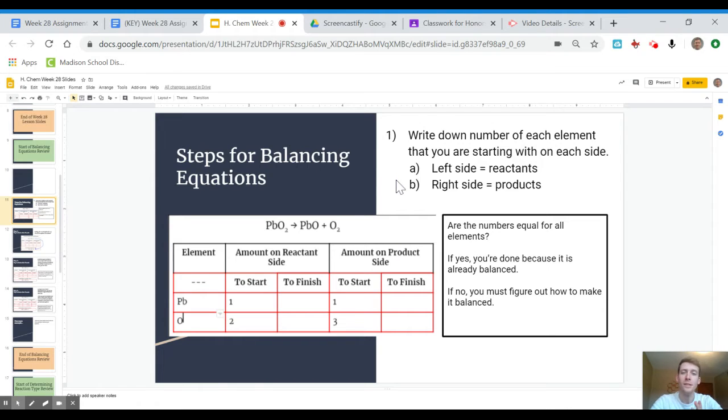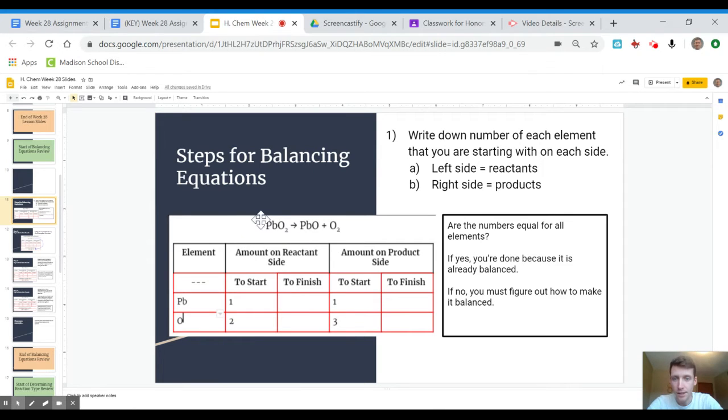Okay, first thing you need to do is write down how many of each element you have. On your assignment, you're going to see a table that looks like this. It's not going to have the elements filled in for all of them. It's not going to have the starting number of each for all of them. I did help you out a little on the first one. So you need to figure out what elements you have here. In this one, I can see there is Pb, which is lead, and O, oxygen. So I put those two elements down here.